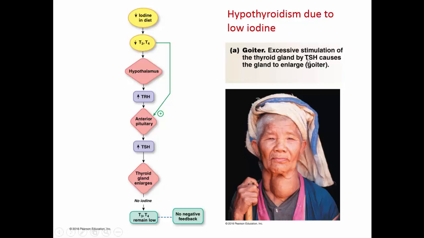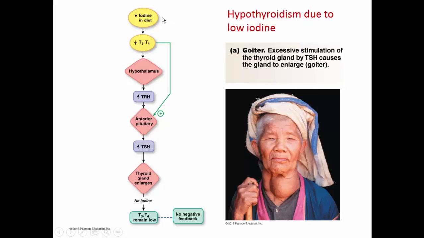It's due to high levels of thyroid stimulating hormone. Remember that thyroid stimulating hormone, in addition to targeting the thyroid gland to secrete thyroid hormone, also promotes growth of the follicles within the thyroid gland. So what you're seeing here as a goiter is an enlarged thyroid gland.